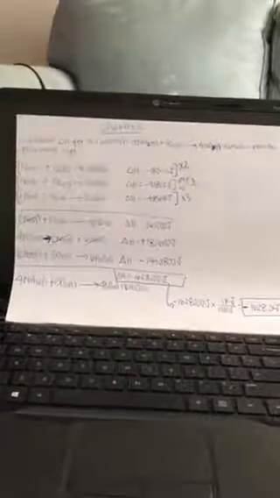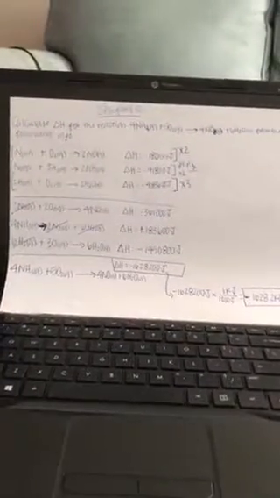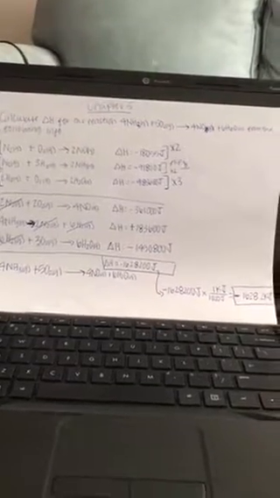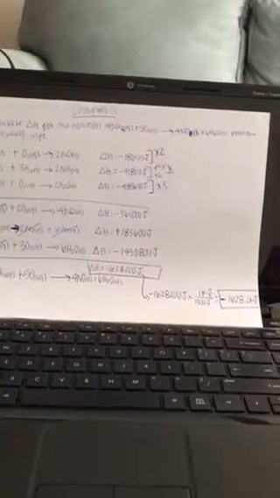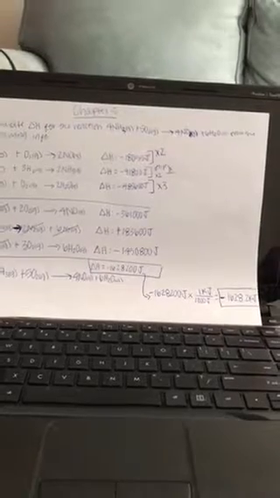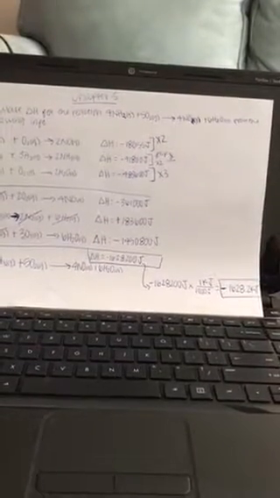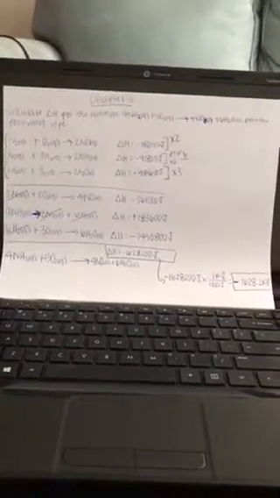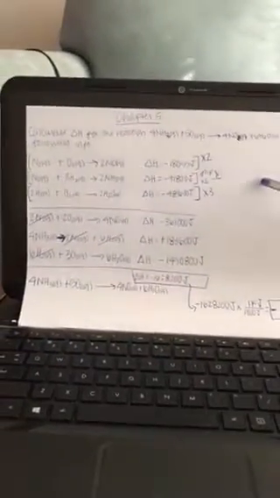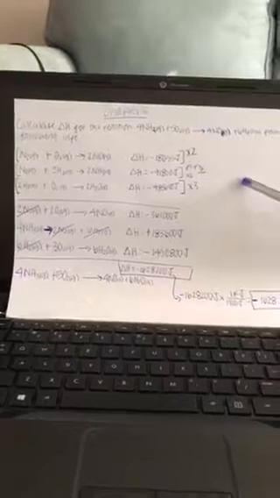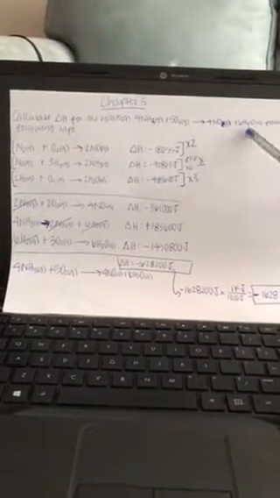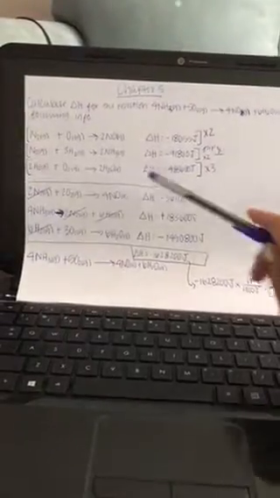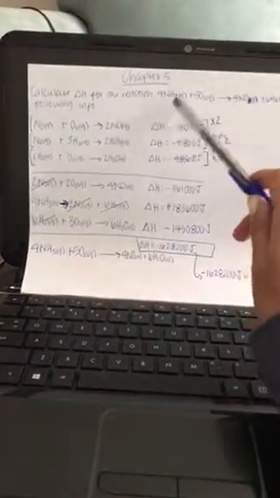My chapter 5 question says to calculate delta H for the reaction given, which is 4 ammonia plus 5 oxygen gas will yield 4 nitric oxide gas plus 6 water gas molecules. And then we are given the following information. So to find delta H, we need to rearrange these to make this equation.